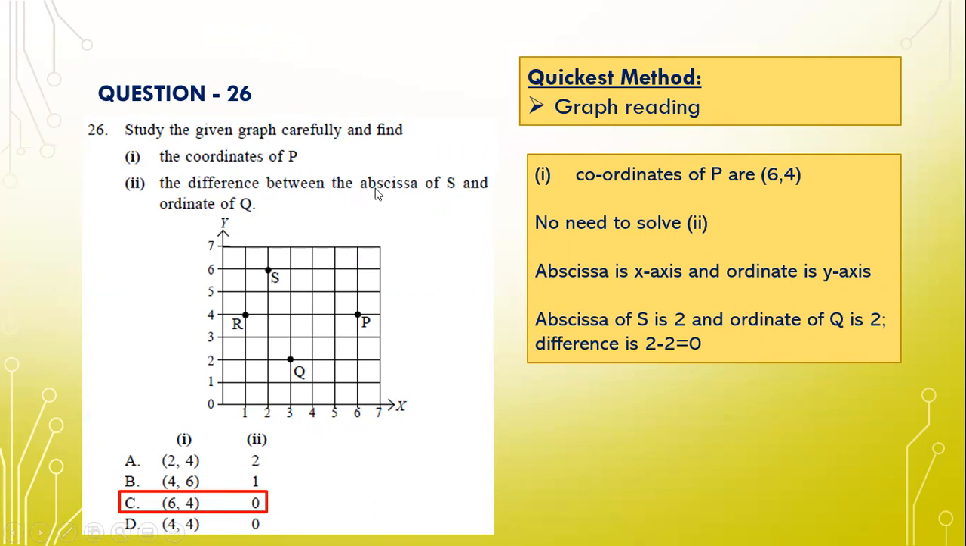The difference between the abscissa of S and the ordinate of Q. What is abscissa? Abscissa is the x-coordinate, isn't it? So the abscissa of S is 2. And what is ordinate? Ordinate is the y-coordinate. Ordinate of Q is 2, isn't it? So the difference is 2 minus 2. The difference is 0.